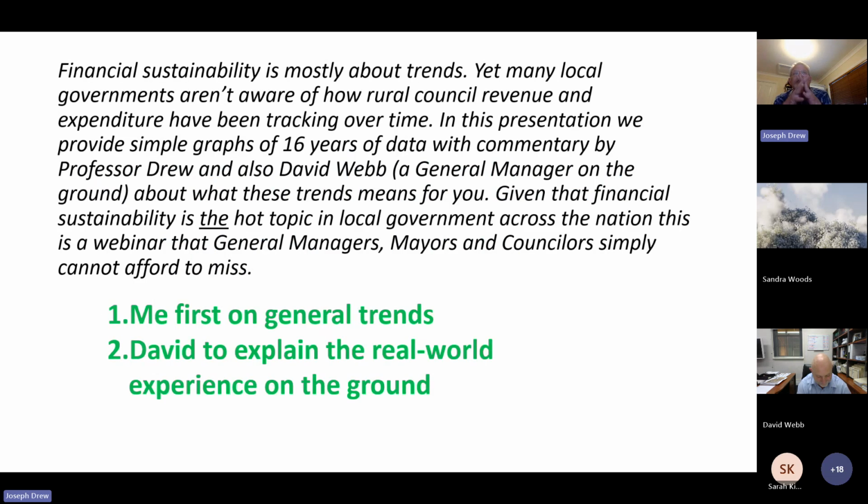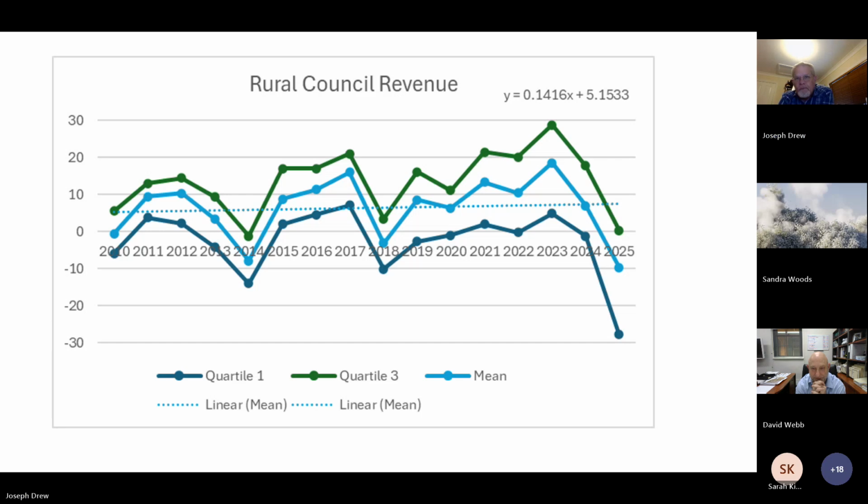So let's get to today's session though. We're going to look through these graphs, and there's quite a few, but I've simplified them as much as possible, and I'll talk for about half the time. And then after that, you'll hear from a general manager on the ground who will actually tell you what it all means in the real world. Of course, as scholars, we look at things in aggregate, macro trends, but we don't know what's happening day in, day out in your particular local government. So that'll be very helpful to have David Webb join us in the second half and explain what I've been talking about.